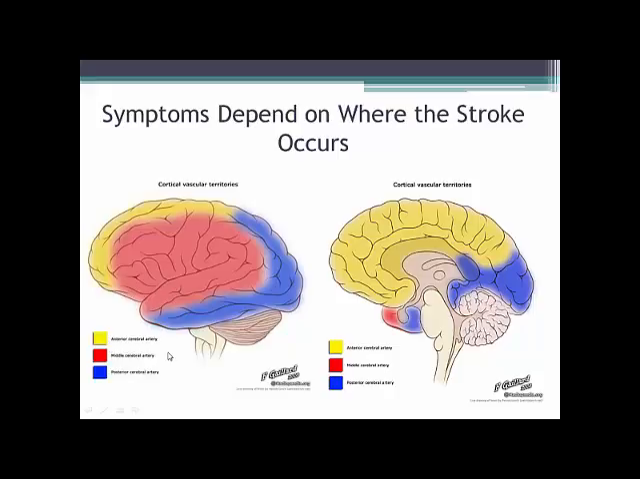So this is basically looking at the brain as we were in the last image. This image is basically, if you cut the brain in half, you're looking into the inside of the brain. So that's this view right here.